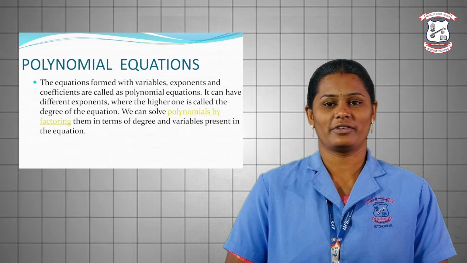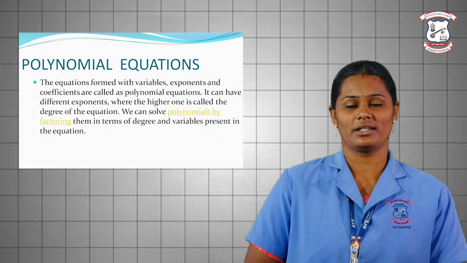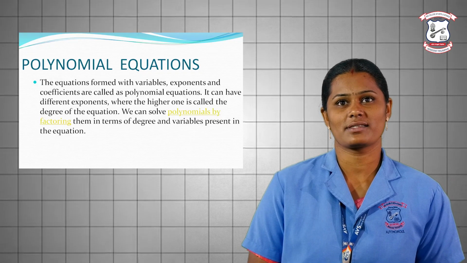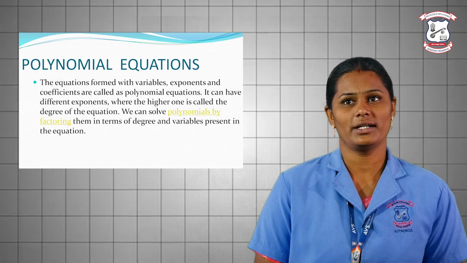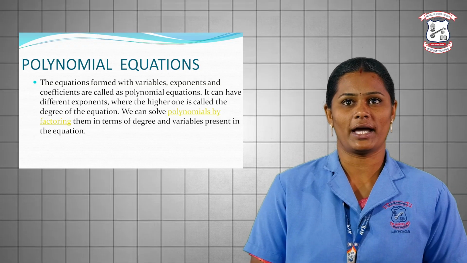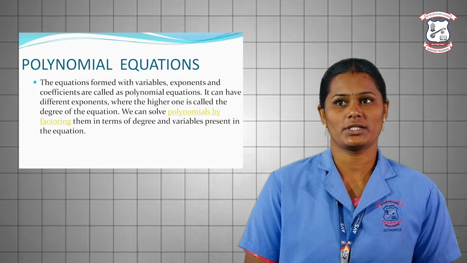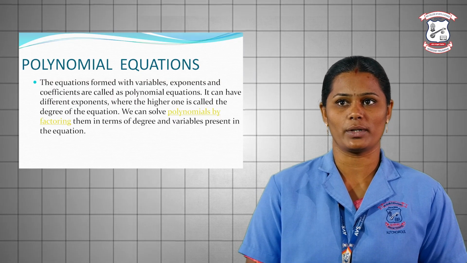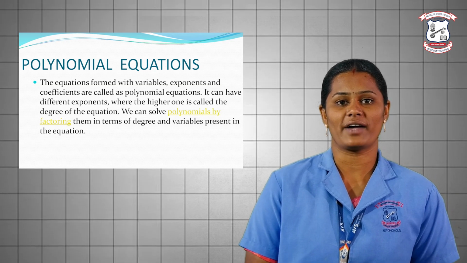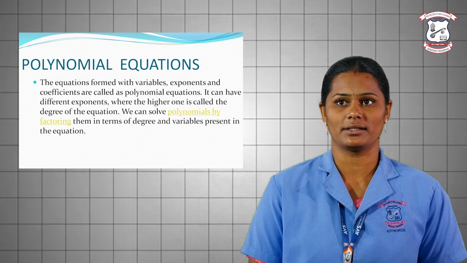Next. So first we are going to discuss the definition of polynomial equation. The equation formed with variables, exponents and coefficients is called a polynomial equation. The polynomial equation has different exponents, where the highest one is called the degree of the equation. We can solve polynomial equations by the factorizing method and then the synthetic division method.